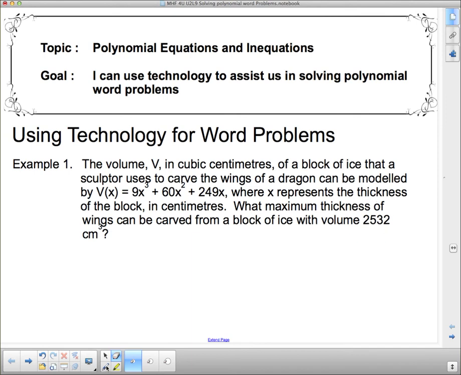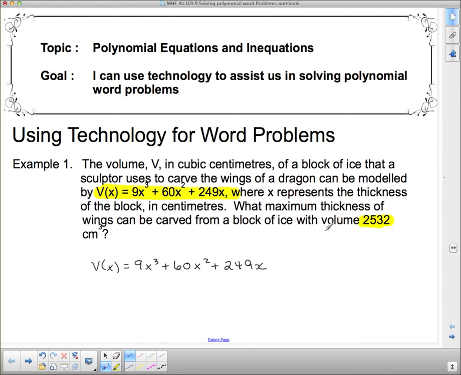Okay, so this one's fairly straightforward because we've been given an equation. We're given that V(x) equals 9x cubed plus 60x squared plus 249x. Now, x represents the thickness of the block, and we want to find the maximum thickness, the biggest thickness of the block. And we've been given this other little piece of information. So here are the two most important things: the equation and this other bit of information that says that the block of ice is 2,532. So that's our V(x).